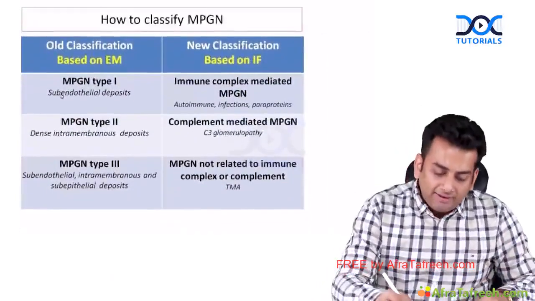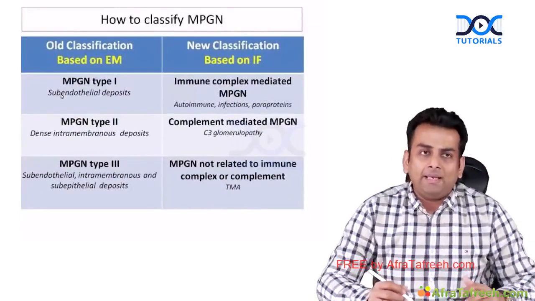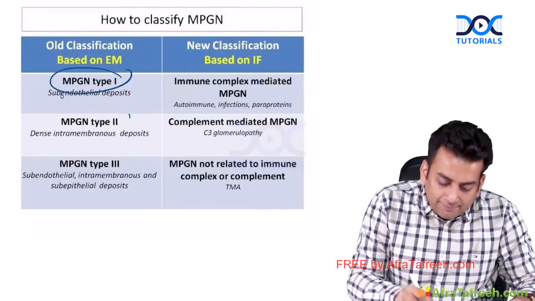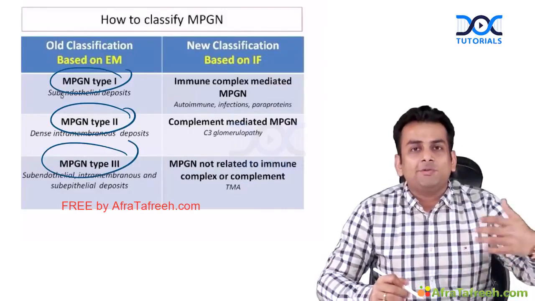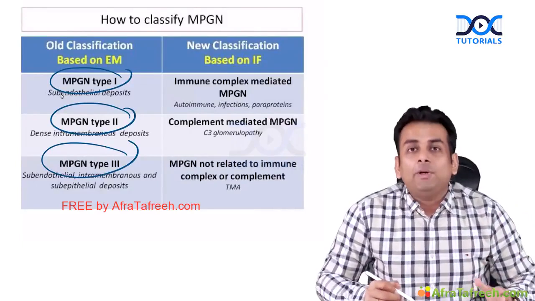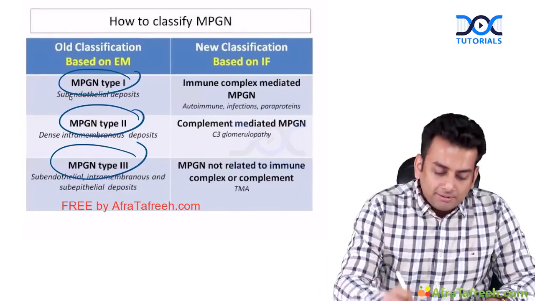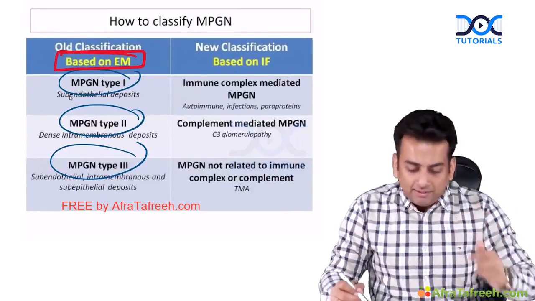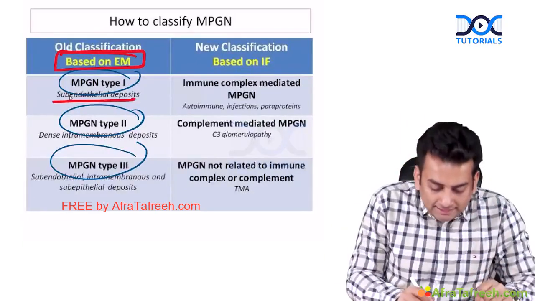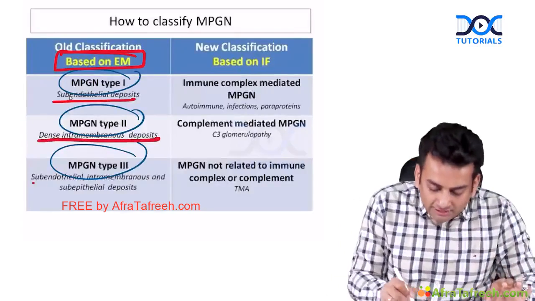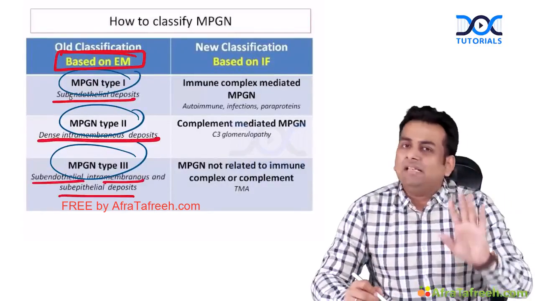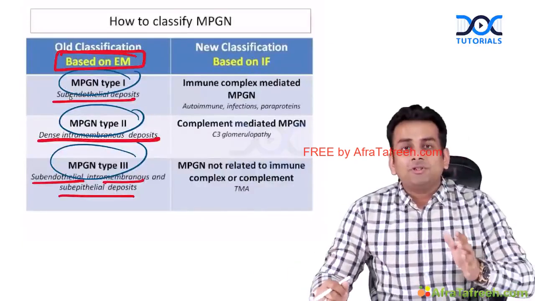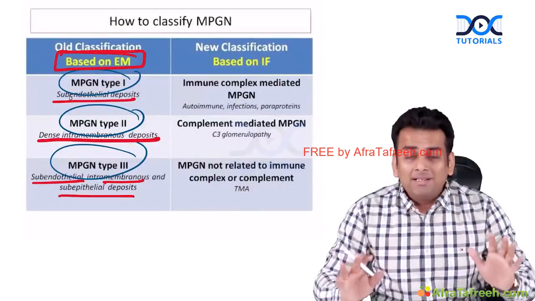Now, how to classify MPGN? When I was doing my MBBS and even my MD, in the initial part, we were taught that MPGN is classified into type 1, type 2, type 3. Yes, you remember those MCQs which had appeared in NEET PG also. So you have to remember that was the older classification, and that was based on electron microscopy. Type 1 had subendothelial deposits, type 2 had intramembranous deposits, and type 3 had endothelial, subendothelial, intramembranous, or subepithelial deposits. Everything that was left out from type 1 and type 2 was put in the garbage of type 3. So that was the older classification based on electron microscopy.